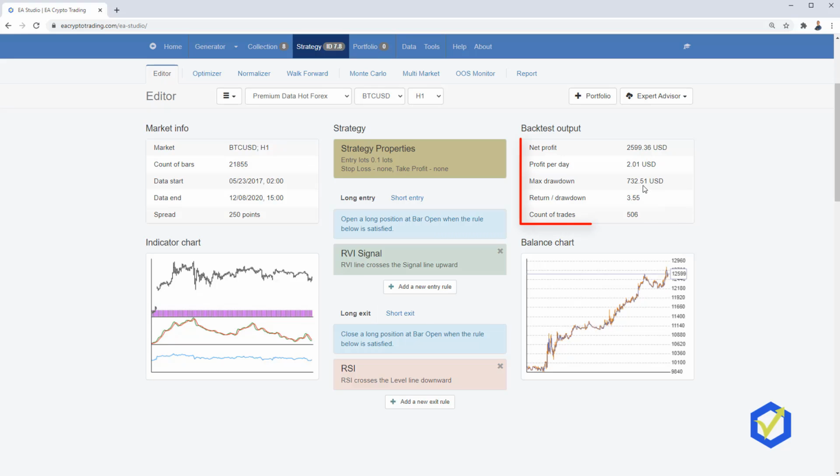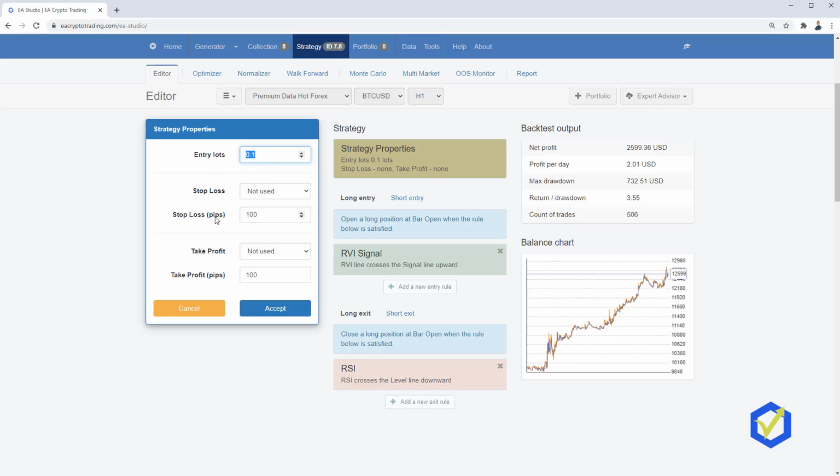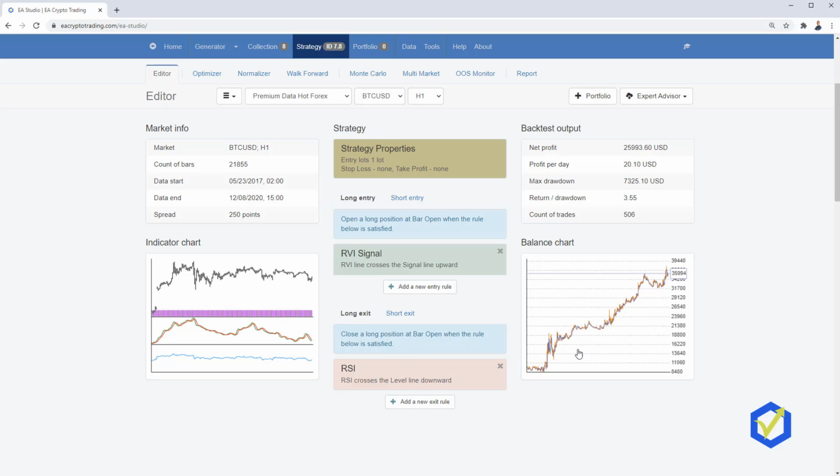Okay, as well we have backtest outputs. So net profit 2,599 for the tested period. So the data starts from the 23rd of May 2017, and it is until December 2020. And we have profit per day $2, but actually that is trading with 0.1. Okay, if I increase it, for example, with one lot, and I click on accept, you will see the same equity line. This doesn't change the strategy, but it changes the result.